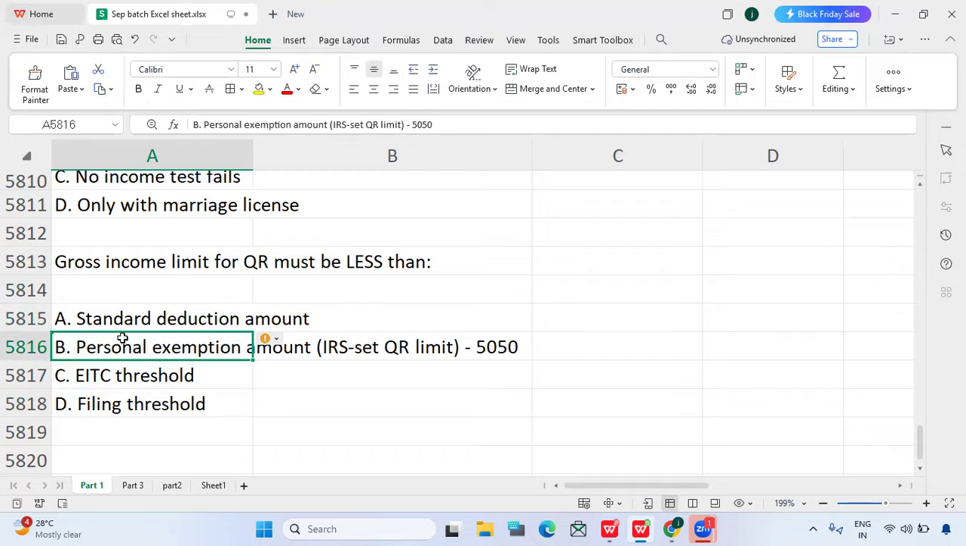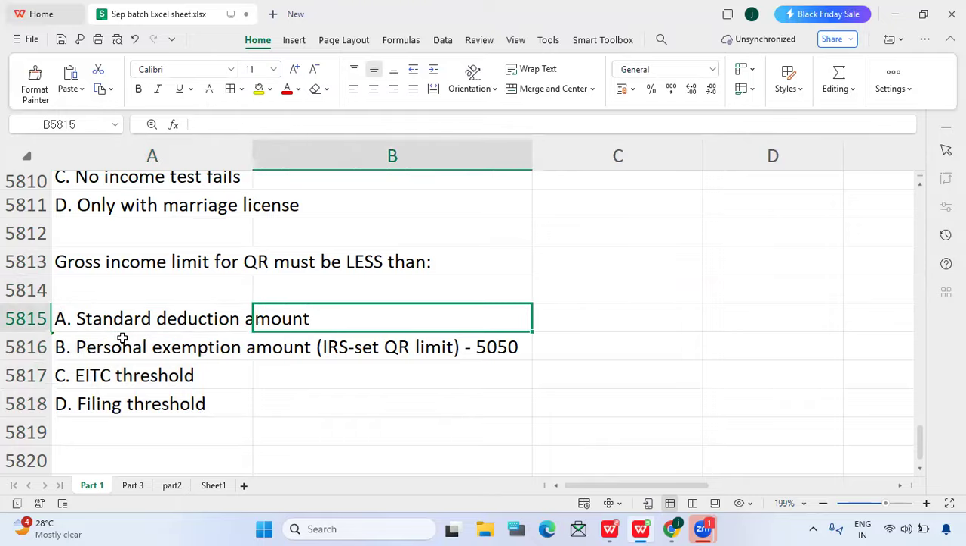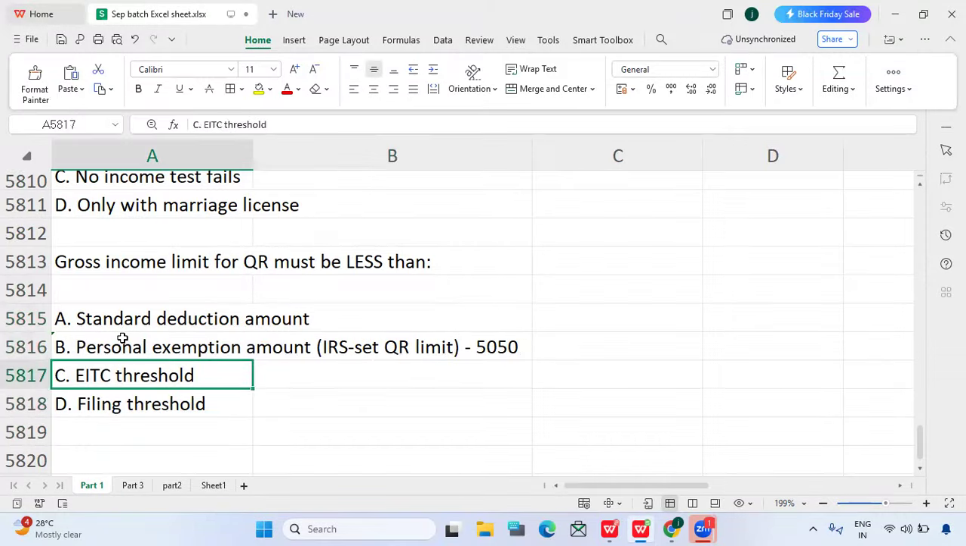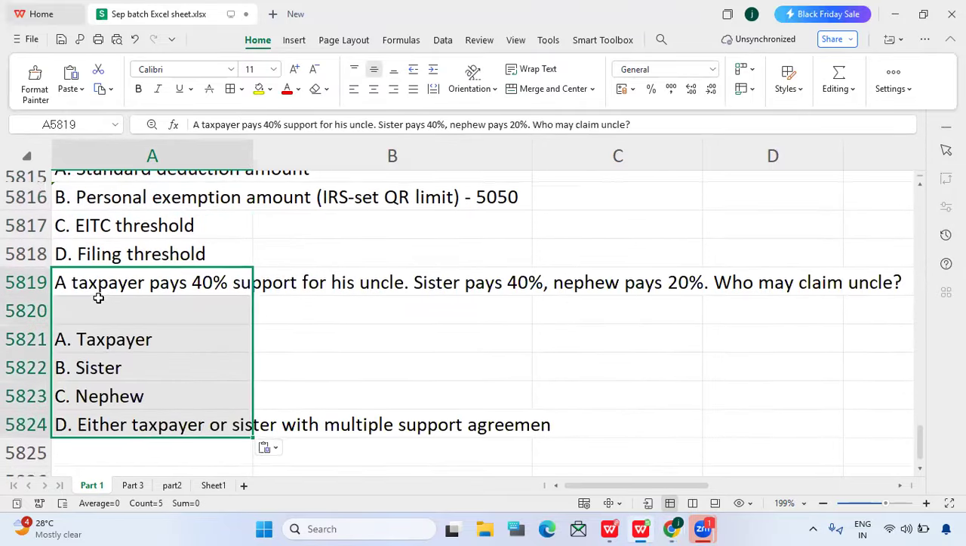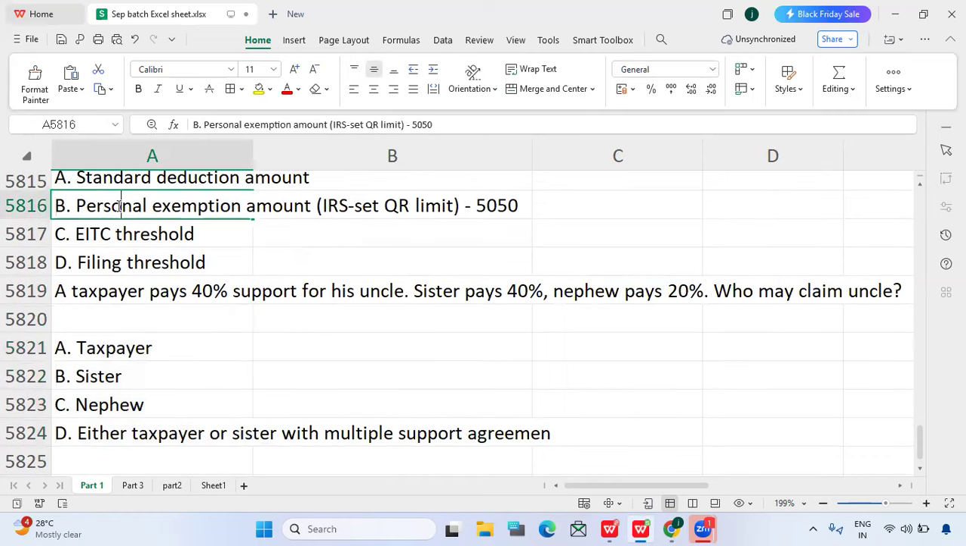So if you see these kinds of questions, just eliminate everything. The standard deduction limit is 14,000. Single is 13,850, and the EITC threshold is also different. The filing threshold is also different, right? So go with personal exemption. If you are not sure, then eliminate everything and you will get the final answer. So in this case, answer B, the personal exemption amount, which is set for the QR limit. You can see they have given the QR limit, so that is how you can identify it.